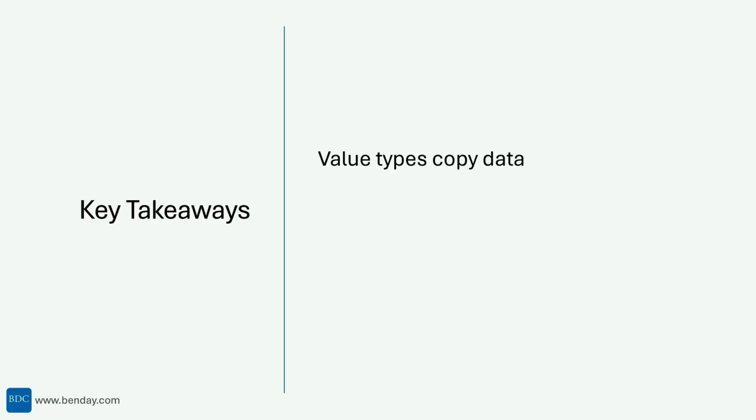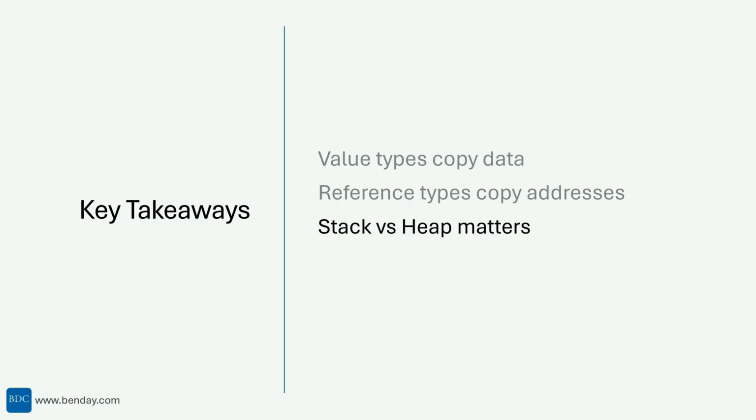Value types store data directly and copy the actual values on assignment. Simple and predictable. Reference types store addresses and copy those addresses on assignment. Multiple variables can reference the same object. Understanding stack versus heap helps you write more efficient code and debug tricky issues. Small, simple data, value type. Complex objects that need to be shared, reference type. It's about picking the right tool.